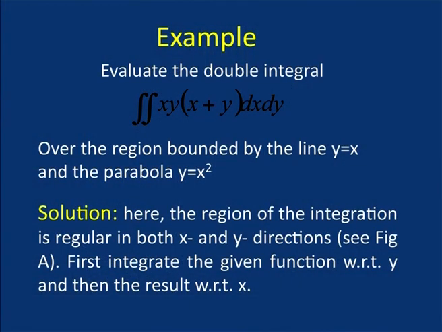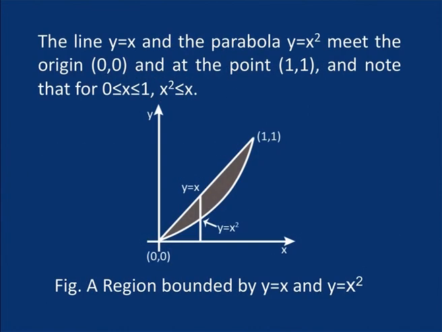Here the region of integration is regular in both x and y directions as shown in the figure. First, we integrate the given function with respect to y and then with respect to x. The line y equal to x and the parabola y equal to x squared meet at the origin (0, 0) and the point (1, 1), and we note that x goes from 0 to 1, and x squared is less than x. Therefore, the region is bounded as shown in the figure.